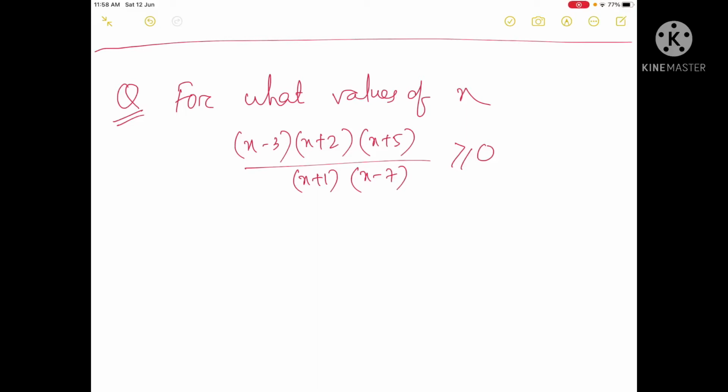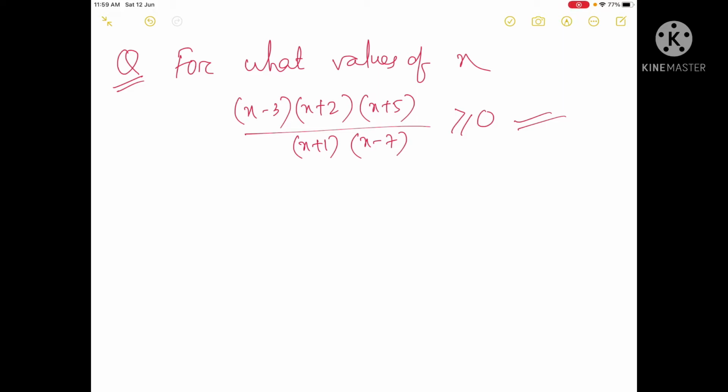Now the question is, for what values of x is (x minus 3)(x plus 2)(x plus 5) divided by (x plus 1)(x minus 7) greater than or equal to 0? That means we need the values of x for which this expression is valid. So we will try to use the wavy curve method here.